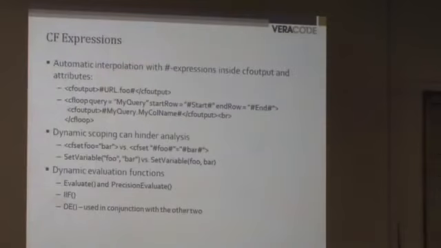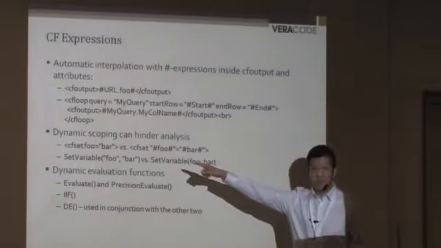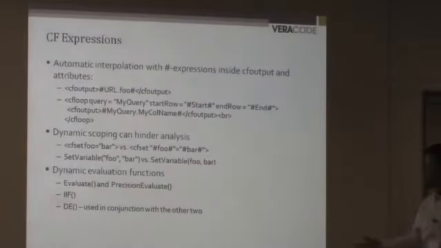ColdFusion expressions. You saw some of this in the previous example when I was talking about the variable scopes. Anytime you see something where it's surrounded by hash marks, that's a ColdFusion expression, and it's going to be evaluated in the context of the ColdFusion language. So you have automatic interpolation of anything inside certain tags. So CF output is used to write stuff to the screen. CF loop is the construct that allows you to create a loop inside a CF page. You have dynamic scoping, making analysis even more difficult when you have things like this. So the first CF set over there sets the variable foo to the value bar. The second one looks at what's in the variable foo, and then essentially evals that, and then sets that to whatever is in the variable bar.